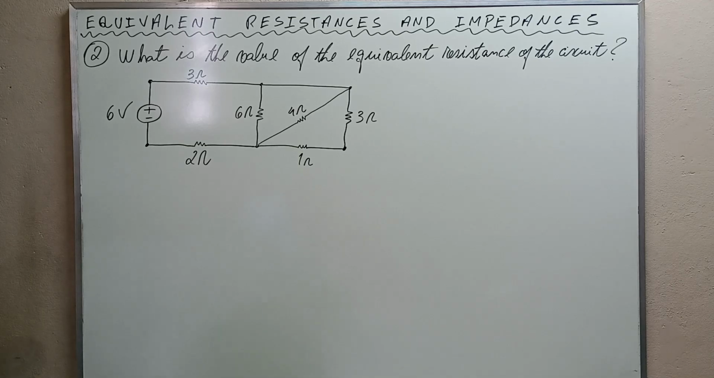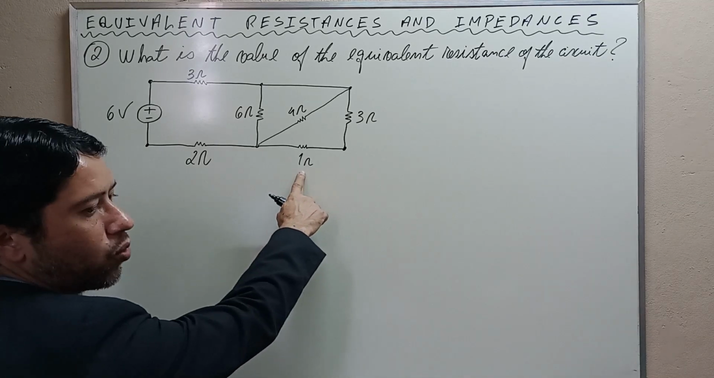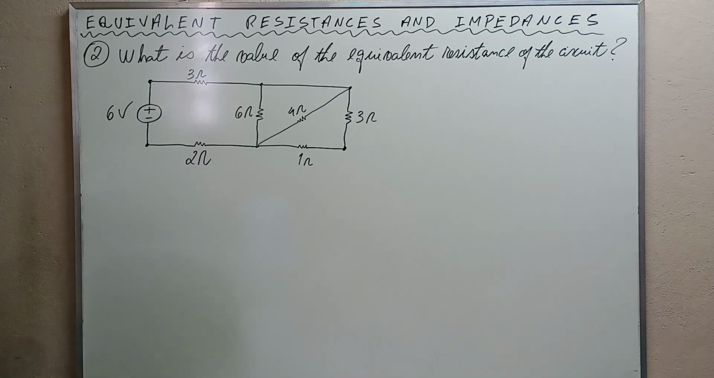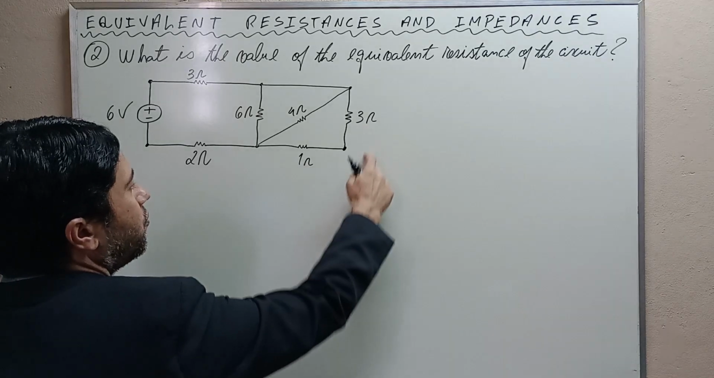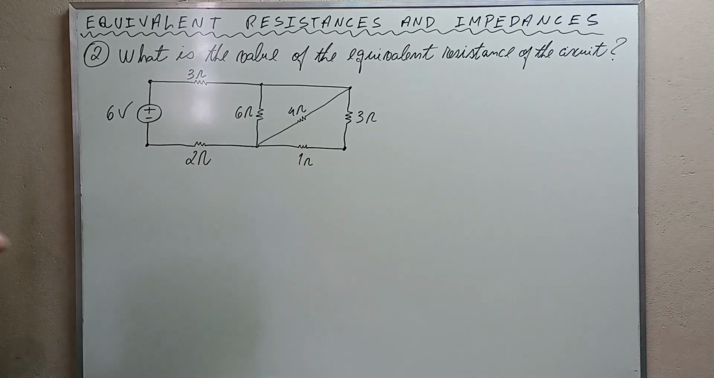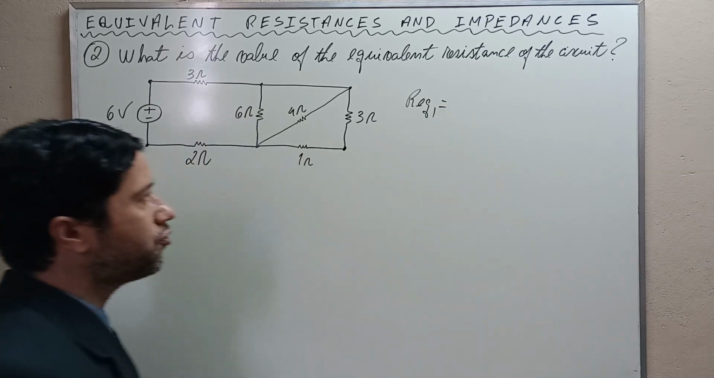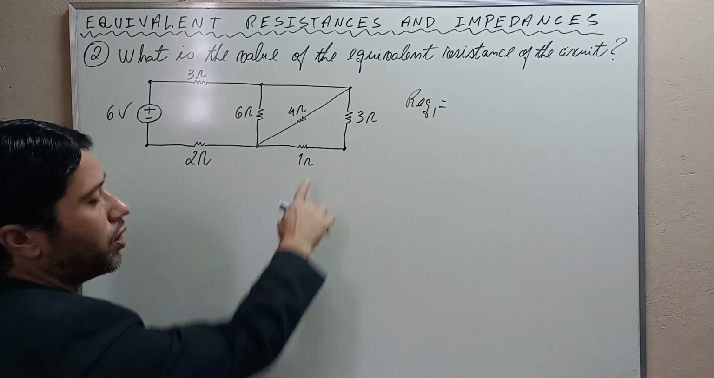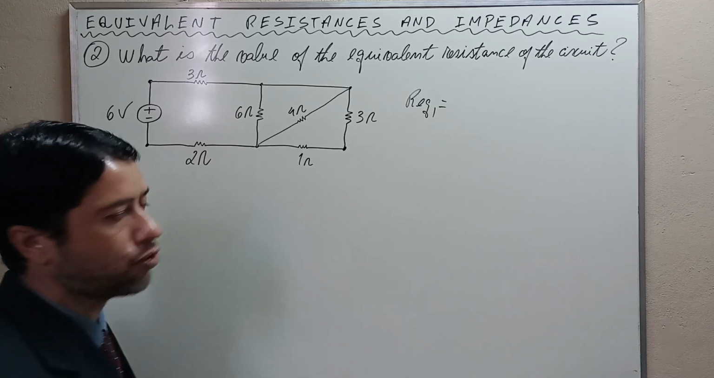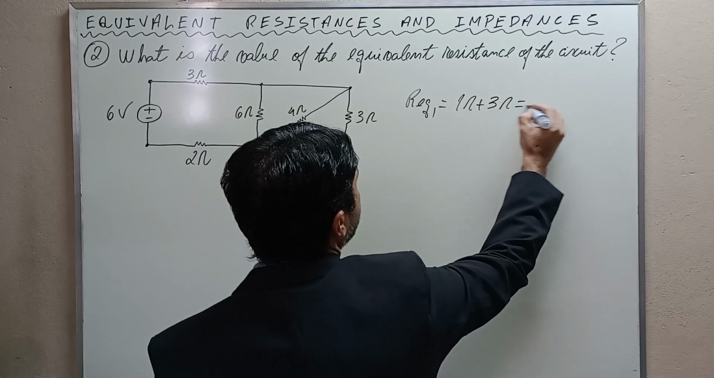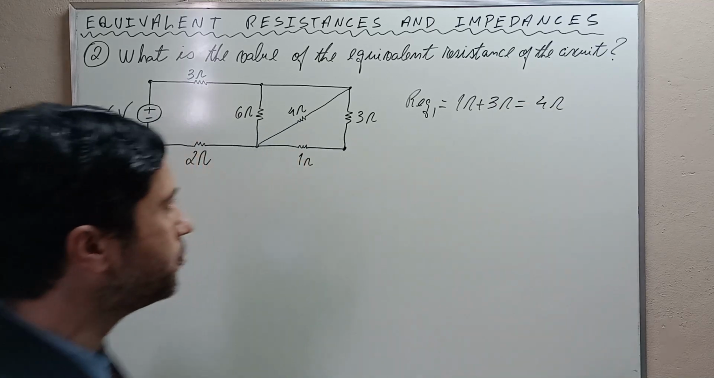Firstly, observe these two resistances here, this 1 ohm resistance and this 3 ohm resistance. They are connected in series, okay? This is a series combination, and the first equivalent resistance, number 1, is the series combination between this 1 ohm resistor and this 3 ohm resistor. 1 ohm plus 3 ohms, and this is equal to 4 ohms.